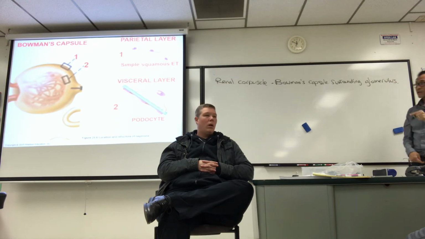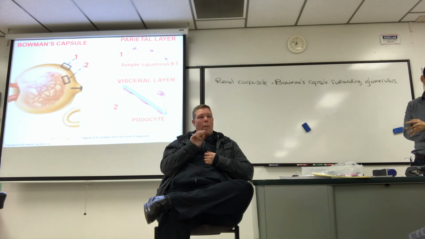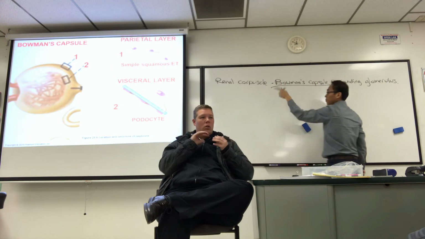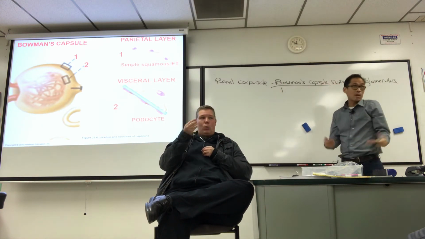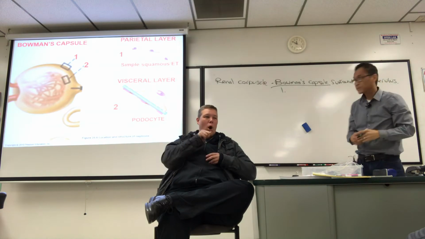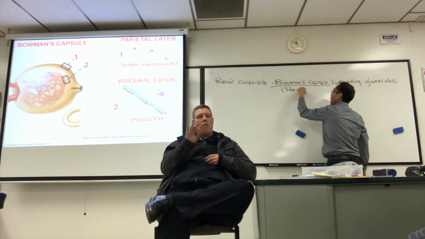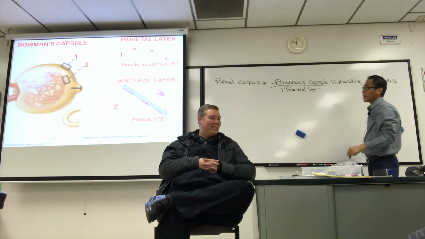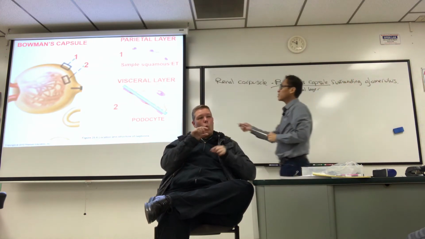Well, it's more detailed here. What we see here is that the Bowman's capsule is bilayered. Number one, that's the outer layer. We call it the parietal layer of Bowman's capsule. What they're showing you, where I have the number one, is a simple squamous epithelium, flat cells.